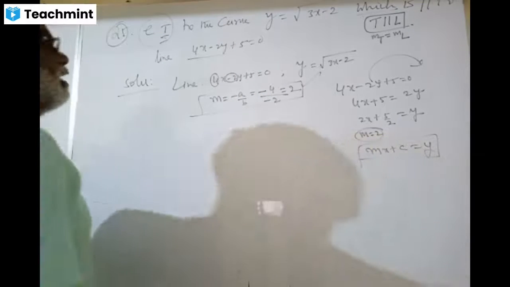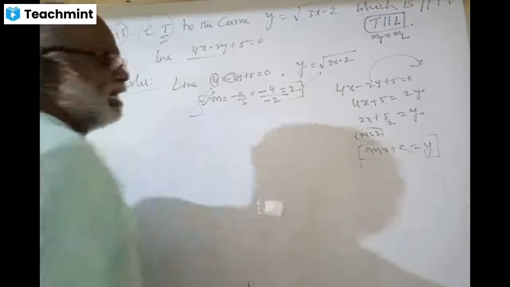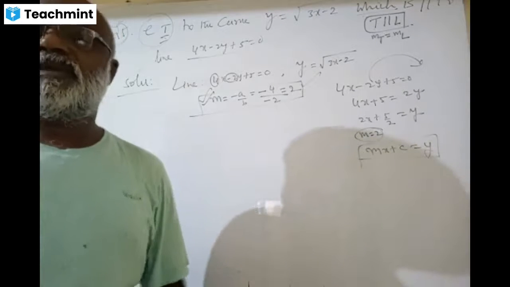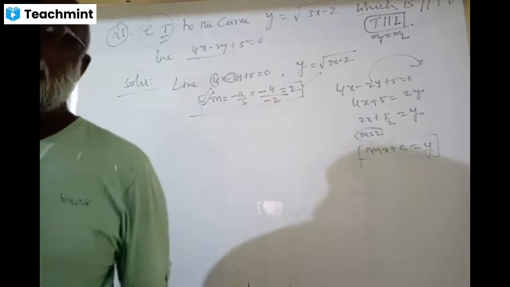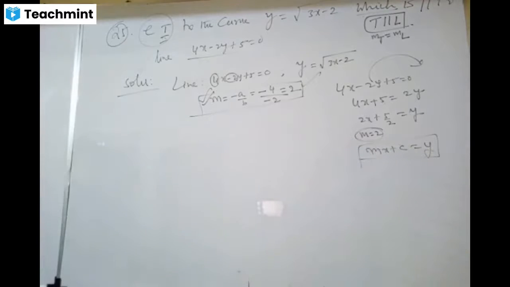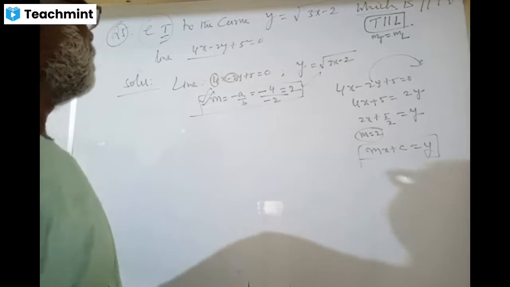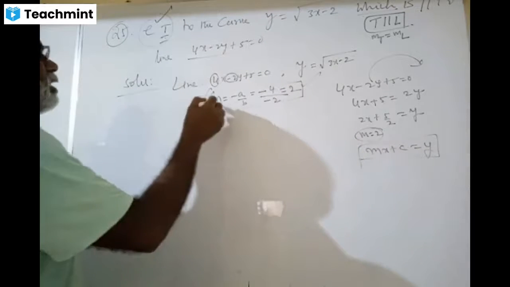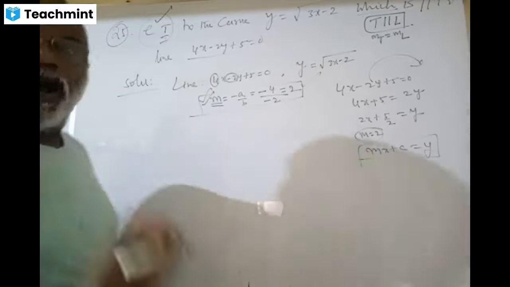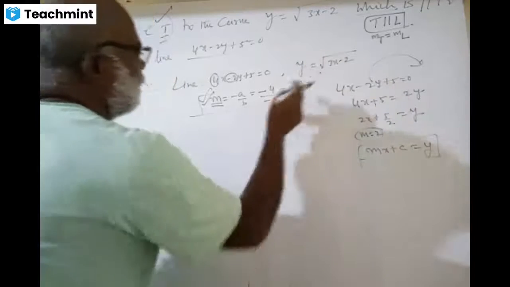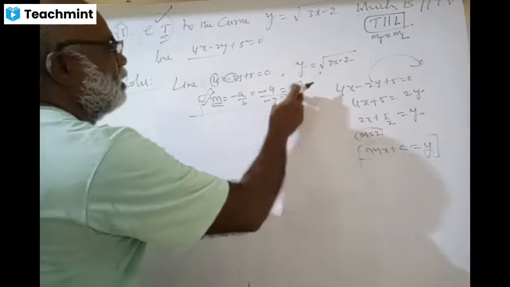If you want the equation of a tangent, what you need is a slope and a point. What is the next step? Finding y dash. After finding y dash, you need a point. The slope is already known here, so do the y dash.